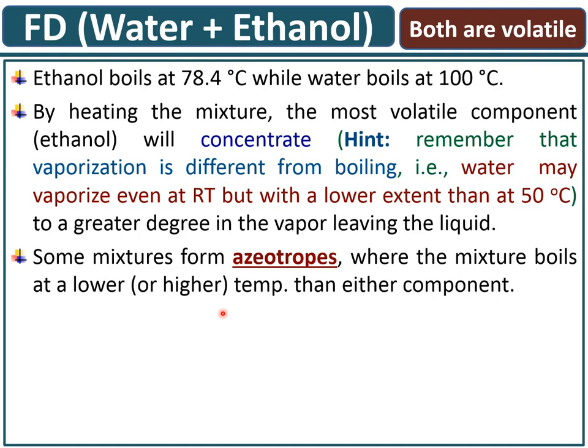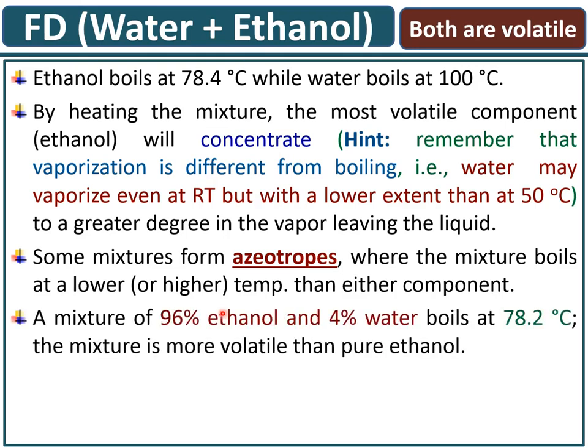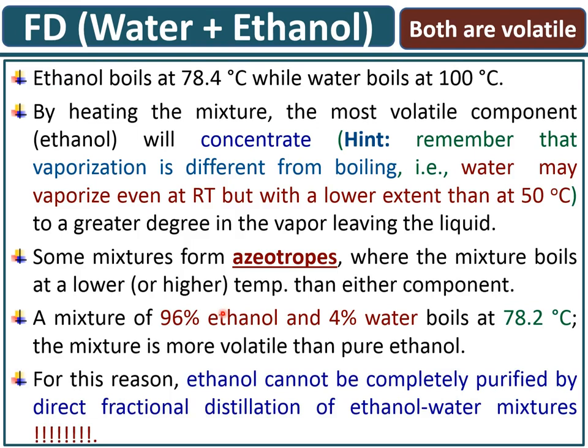So for water and ethanol, a mixture of 96% ethanol and 4% water boils at 78.2 degrees Celsius. If you look at 78.2, you will find that this is lower than even the boiling point of pure ethanol and the boiling point of water. And this is the case for azeotropes, where the boiling point of a certain composition of the solution is lower than the boiling point of the pure liquids. For this reason, ethanol cannot be completely purified by direct fractional distillation of an ethanol-water mixture. This will be more obvious when we investigate the boiling point composition diagram.